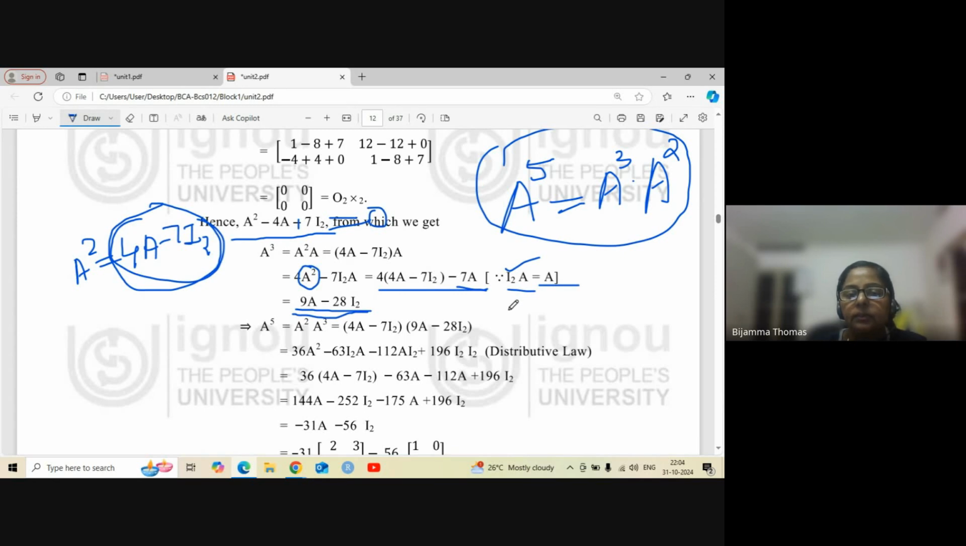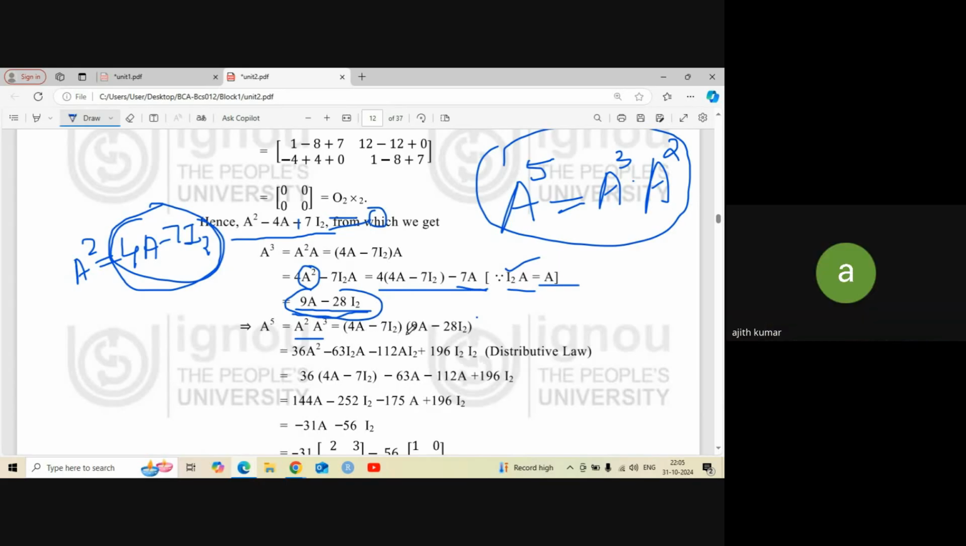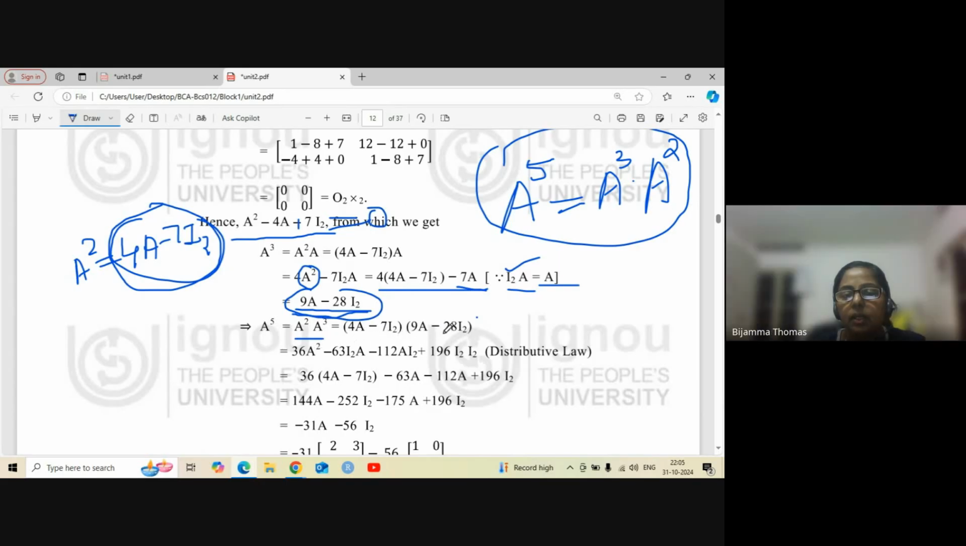Now see A5 equal to A square into A cube. We know that A square equal to 4A minus 7I2 and A cube equal to 9A minus 28I2. Then multiply. So it will be 36A square minus 28 into 4.